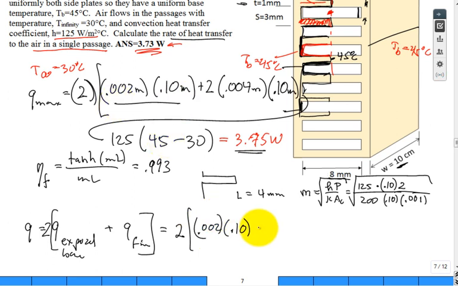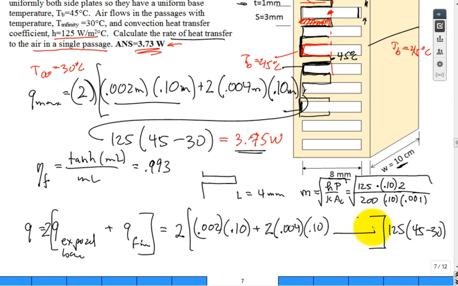Times, I'm going to come way over here. I'm going to put in my convection coefficient, 125, and my temperature difference, 45 minus 30. Okay. All right. Then we had 2 times 0.004 times 0.10. The only thing we're adding is an efficiency for the fin part, not for the base part. This is our base. This is for our fin, isn't it?